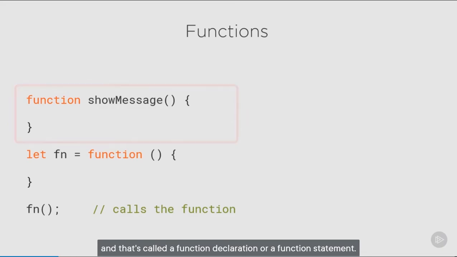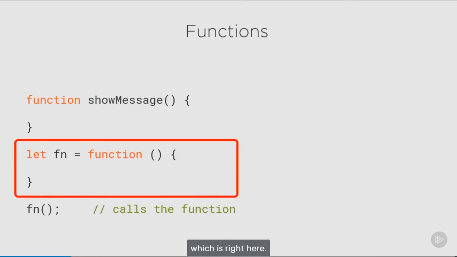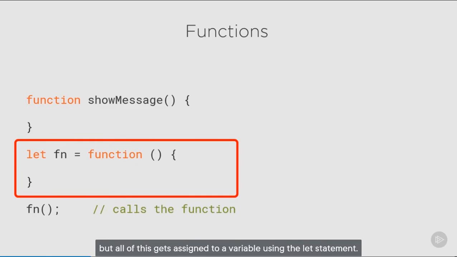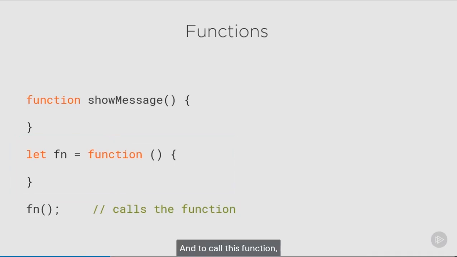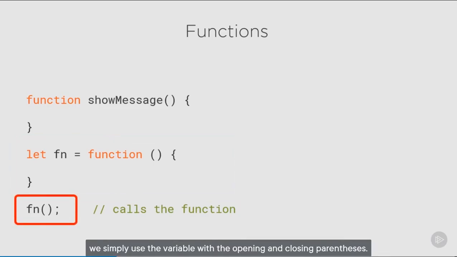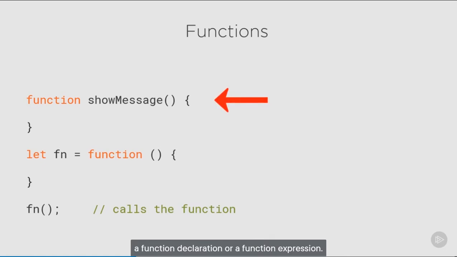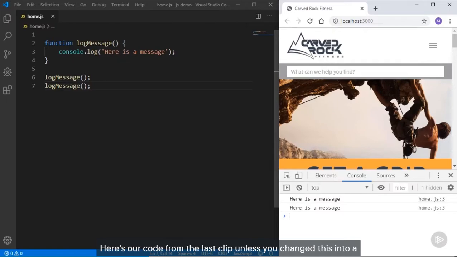And that's called a function declaration or a function statement, but it's also very common to create what's called a function expression, which is right here. We create a function with the function keyword, we have our parentheses and our code block, but all of this gets assigned to a variable using the let statement. So here fn is our new variable name, which stands for function. And to call this function, we simply use the variable with the opening and closing parentheses. And these are two common ways to define functions: a function declaration or a function expression.